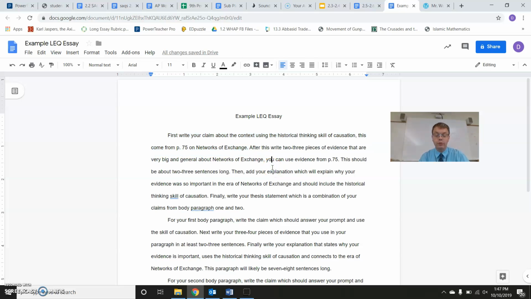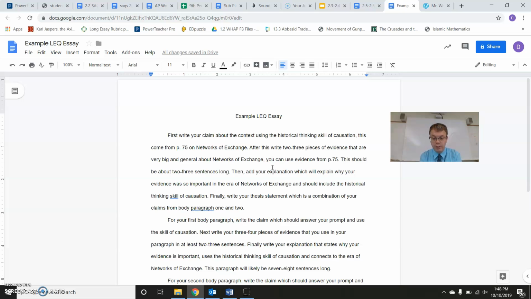After this, write 2 to 3 pieces of evidence that are very big in general about networks of exchange. You can include evidence from page 75, the names of trade networks, a few of the kingdoms that existed back then, or major people. Keep these pretty big, but name 2 to 3, maybe 4 key names. Name drop in here for your evidence: Trans-Saharan Trade Network, Kingdom of Mali, Swahili city-states, Calicut, Song Dynasty, Pax Mongolica. This should be about 2 to 3 sentences long.